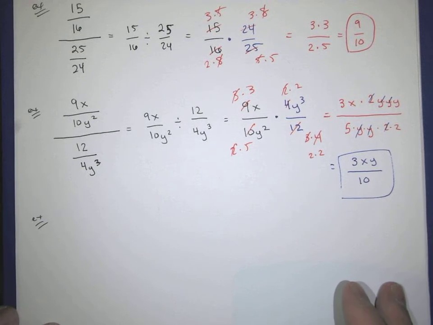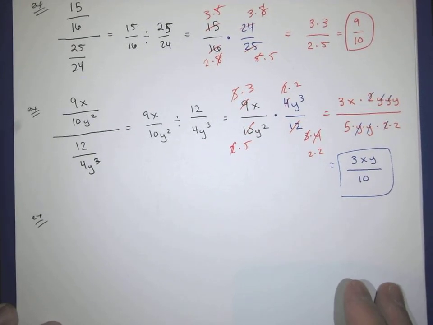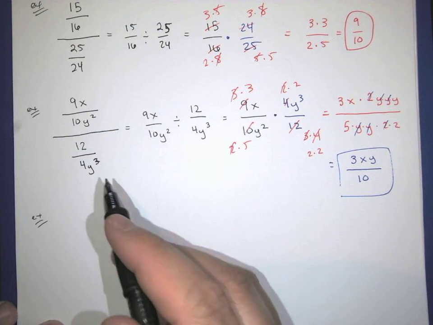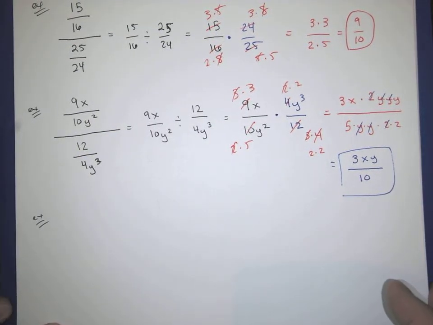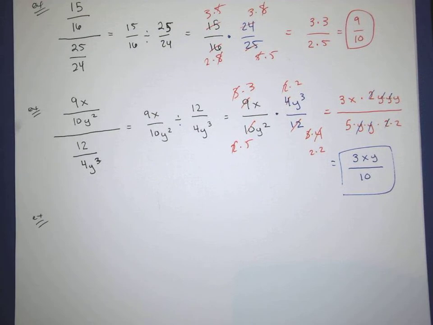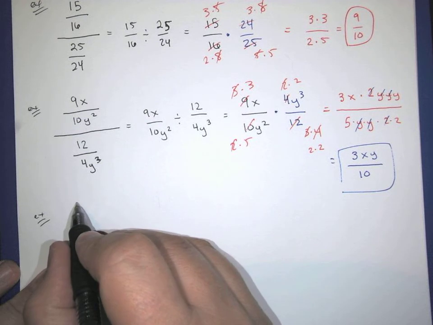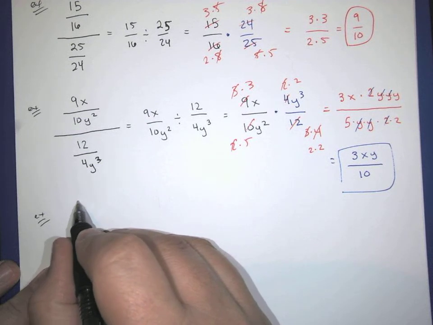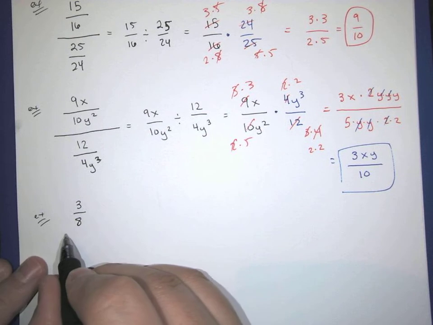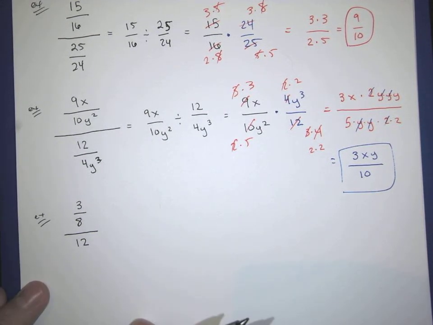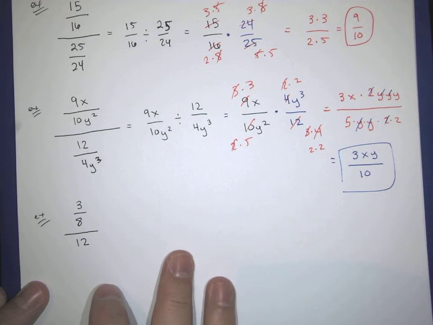Both of these examples we did so far are nicely balanced. They have two numbers on top and two on the bottom. The one thing you need to watch a little bit is if you don't have things that are quite so nicely balanced. So, for example, if we had something like 3/8, and then the whole thing is divided by 12, just 12 by itself.